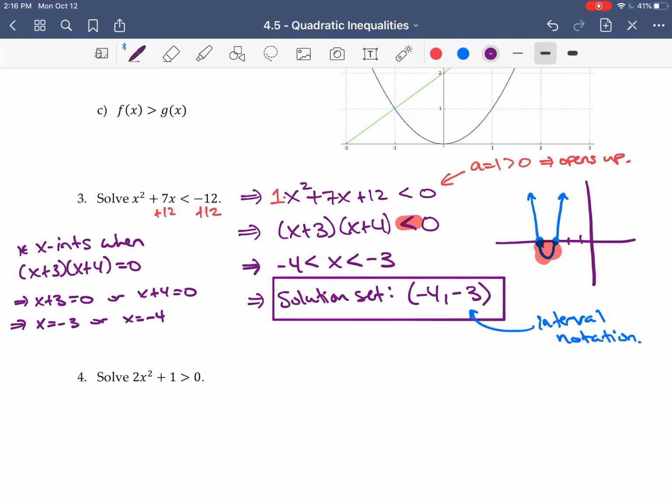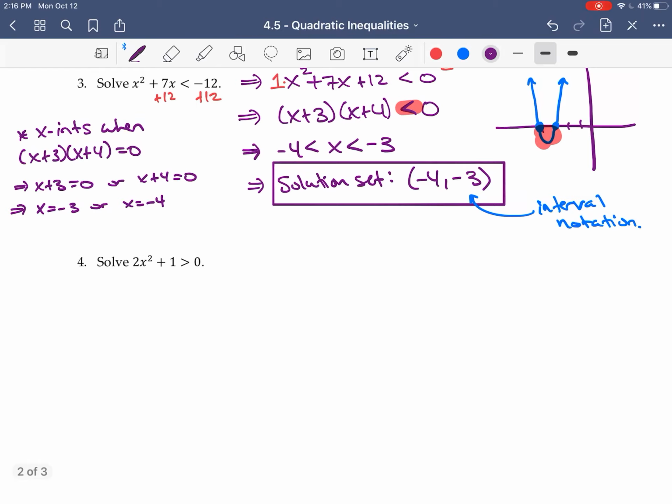Okay, now let's do one more. So here I have 2x squared plus 1 is bigger than 0. Now this one, we already have it compared to 0. So that's nice. I want to solve, where is this equal to 0? 2x squared plus 1 equals 0. So this doesn't factor nicely. And in fact, if you try to solve for x squared, you'll get something that doesn't make sense. Or you could also use the quadratic formula.